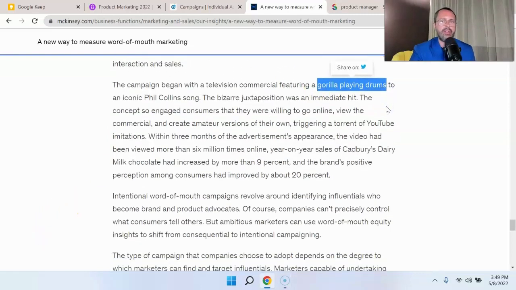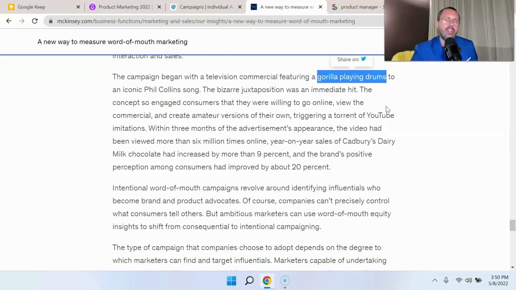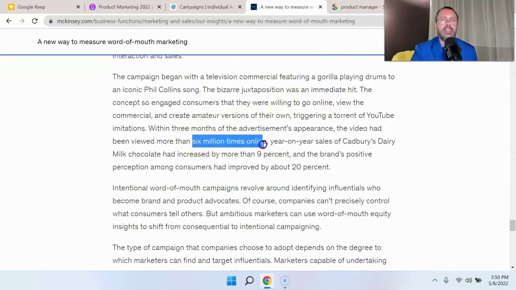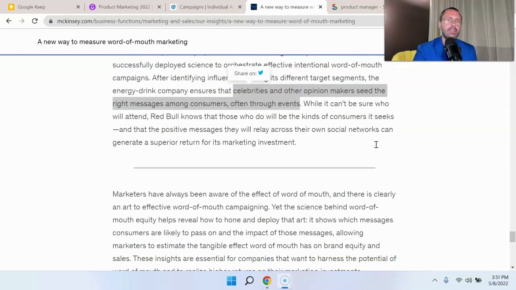Another way to generate word of mouth is simply to design your ads so that they have word of mouth potential. An example of this is Cadbury, which has this ridiculous ad of a gorilla playing drums, which sounds absurd from a conventional marketing standpoint, but in terms of being able to generate buzz, it was extremely effective. We can see views over 6 million times online as of the writing of this article. Another example is Red Bull, which identifies which celebrities are most likely to influence the target customers, and then seeds them with the right messages so that they can promote Red Bull through events.